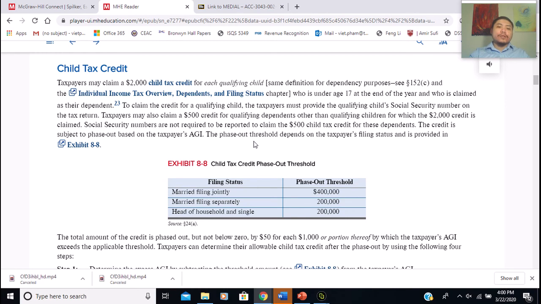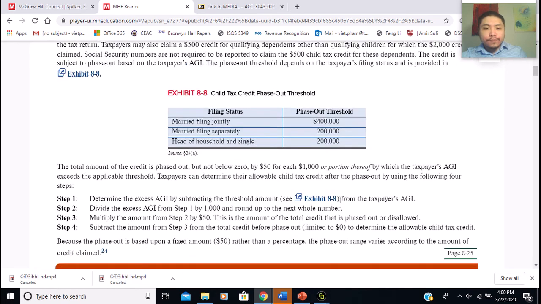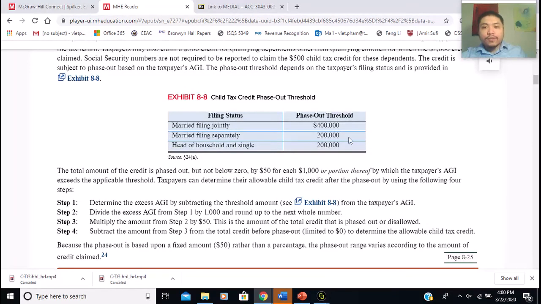Right, so here's the phase out threshold, right? So if the AGI of the taxpayers is higher than this threshold, then the phase out starts to kick in, and the rate of phase out is going to be $50 for every $1,000 of AGI that is above the threshold.